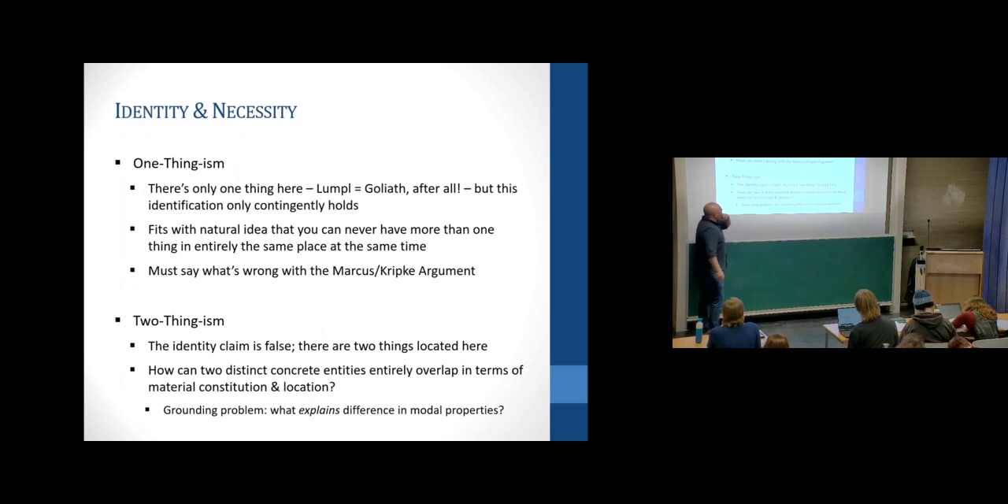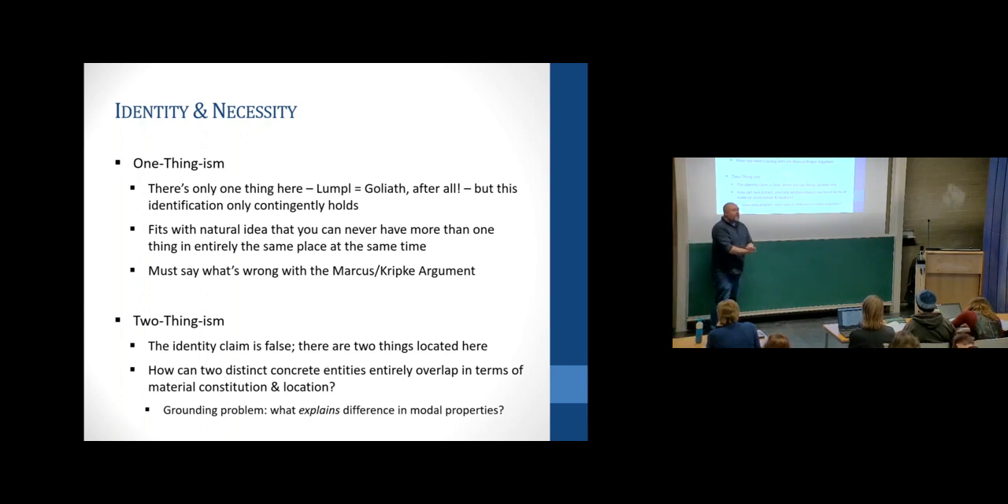The second argument is two-thingism. Two-thingism says, okay, in the actual world, in the frog case, we actually just had two things the whole time. There was Lumpel and there was Goliath, and the initial pitch that they were identical is a mistake.